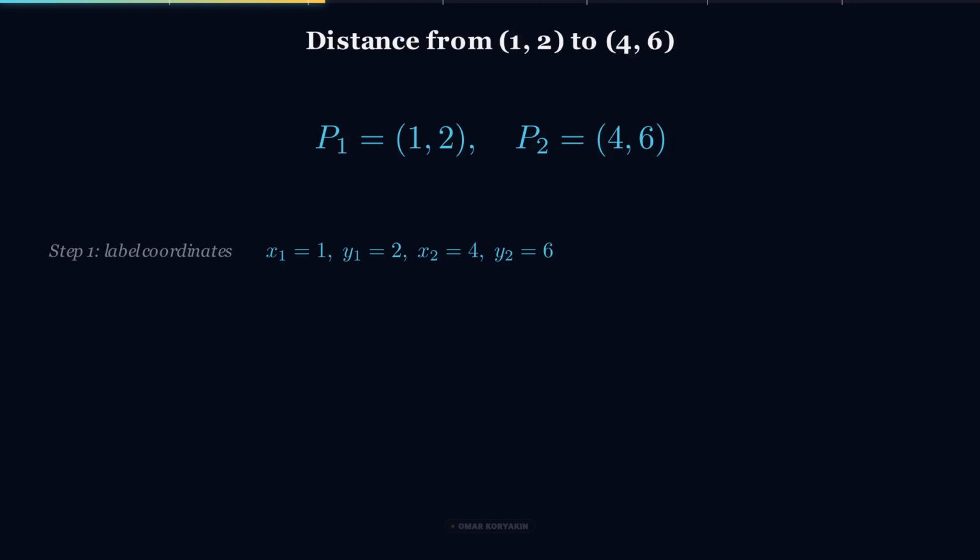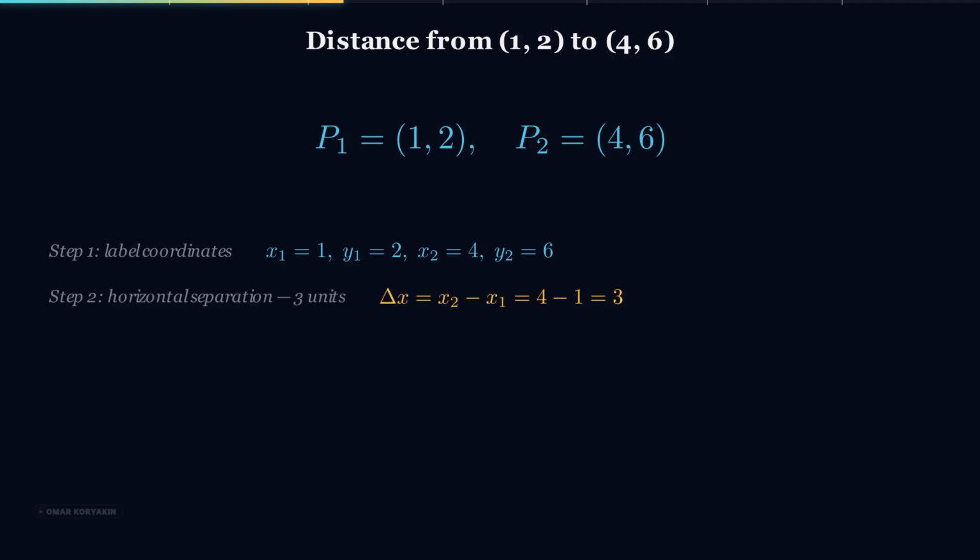Let (1, 2) be point 1 with coordinates x1 equals 1 and y1 equals 2. Let (4, 6) be point 2 with coordinates x2 equals 4 and y2 equals 6. The labels are arbitrary. The distance formula gives the same answer either way because the differences are squared.